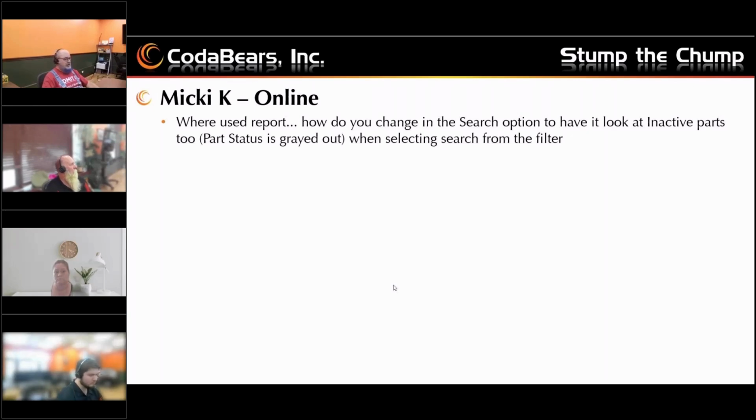So when you bring up that report and you click on the filter option and you go to search, there's a status there that says inactive and it's grayed out. We'd love to be able to just pull up inactive parts when needed. Is there any way to ungray that particular status?